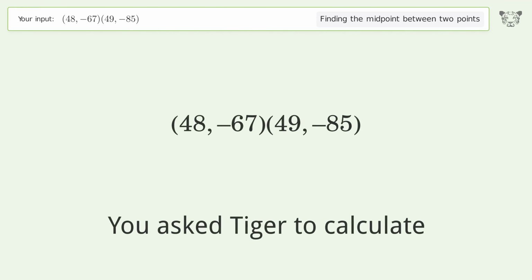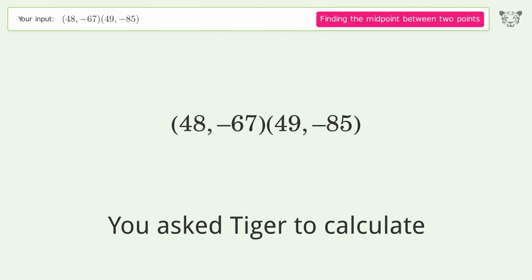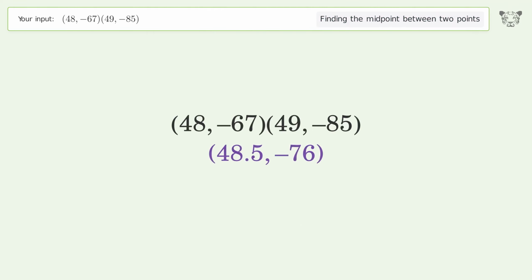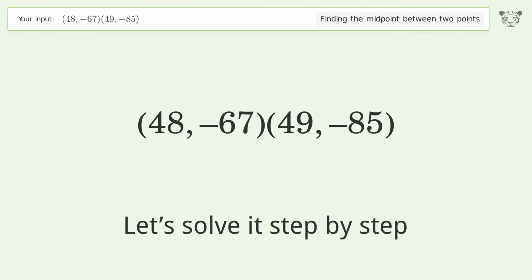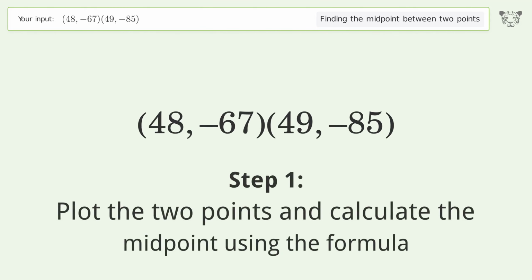You ask Tiger to calculate. This deals with finding the midpoint between 2 points. The midpoint between the 2 points is 48.5, negative 76. Let's solve it step by step. Plot the 2 points and calculate the midpoint using the formula.